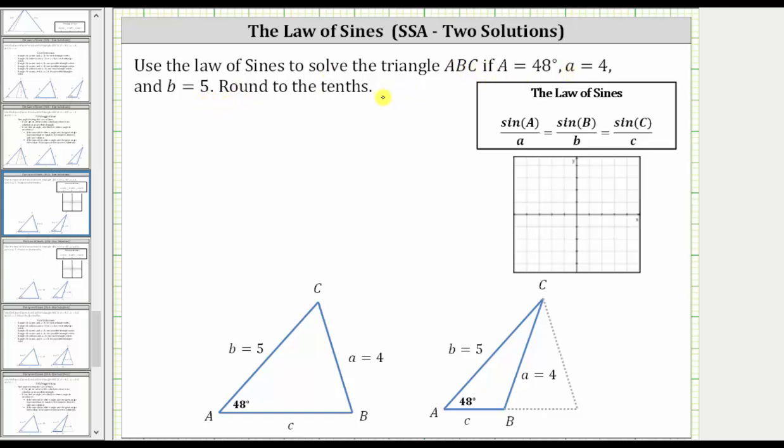When using the law of sines and we're given side-side-angle, there are 3 possibilities. We can have no solution, 1 solution, or 2 solutions. We will discuss this as we go through the solution process.